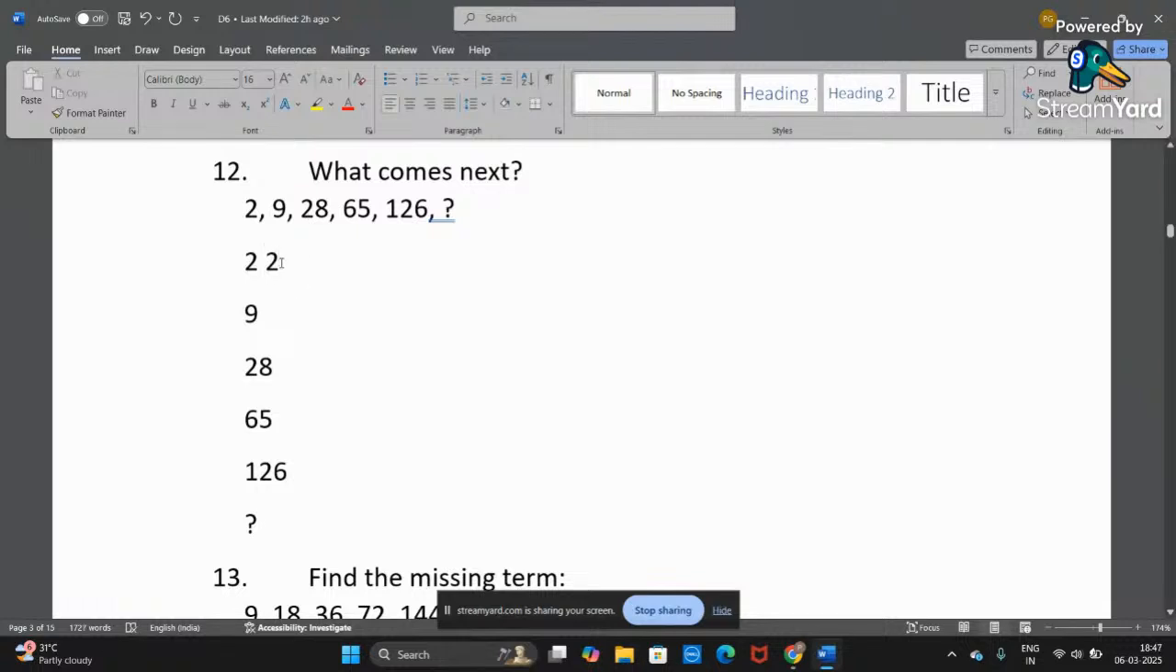Here it is 2. We need to find the logic between 2 and 9. It is added with 7. Here it is how much? 19. There is a lot of difference between 7 and 19, so we have to think of another method. So let's see: n to the power 3 plus 1.